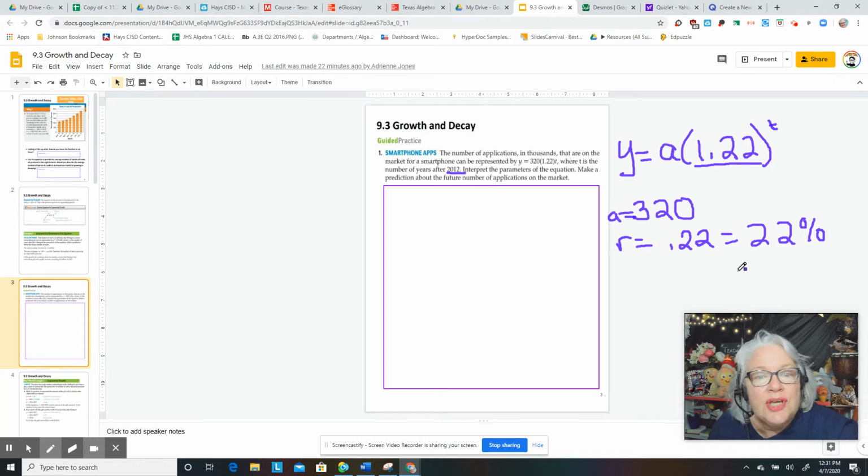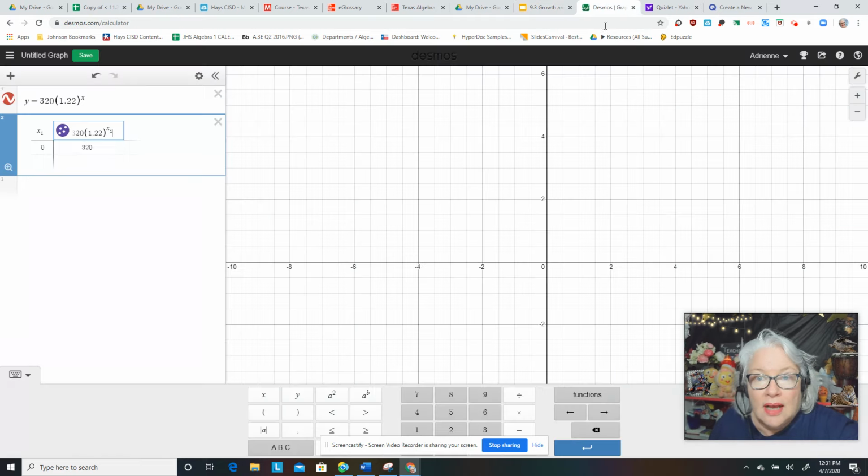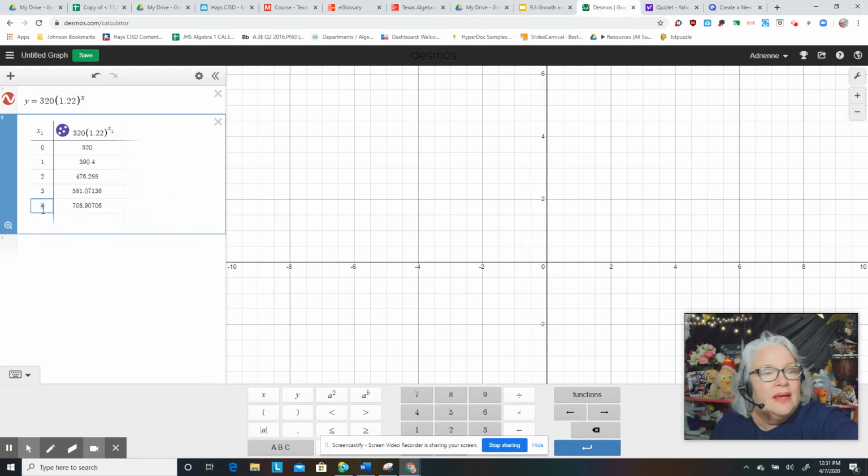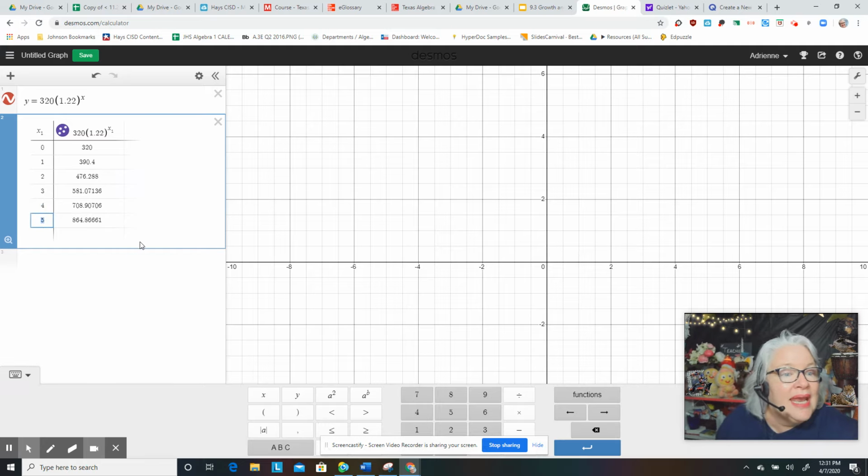And make a prediction about the future number of applications on the market. I've got this plugged in Desmos already. So you can see the initial is 320. 1, 2, 3, 4. So in 5 years, there's going to be 864,000 applications. So it's increasing, and it's increasing quite rapidly, wouldn't you say? What do you think?